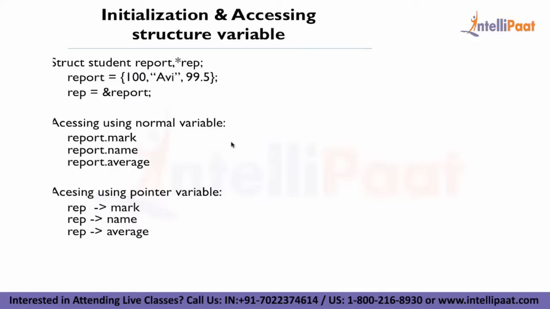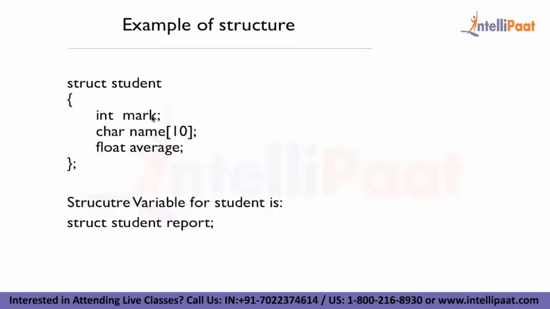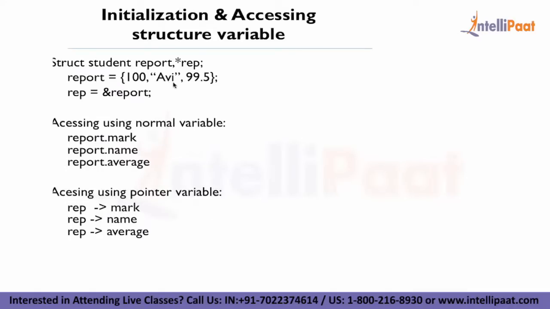Initializing and accessing structure variables. So let's see how we can do that. Here we are touching upon two types of structure. One is a normal structure, which is a normal variable. One is a pointer variable. So let's see how the normal structure variable is used. So report equal to, this is how we can initialize, 100, AVI, 99.5. So 100 is the marks, AVI is the name and 99.5 is the average.